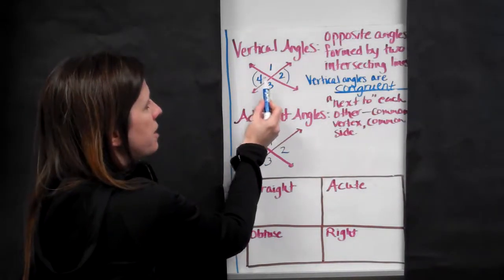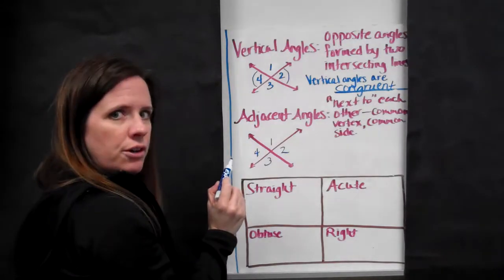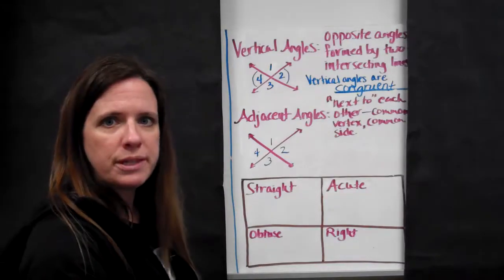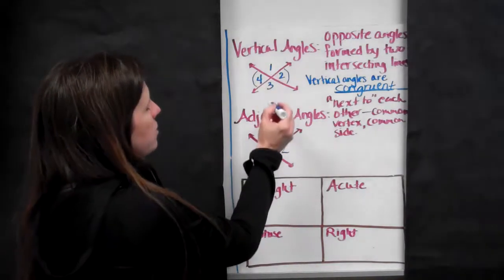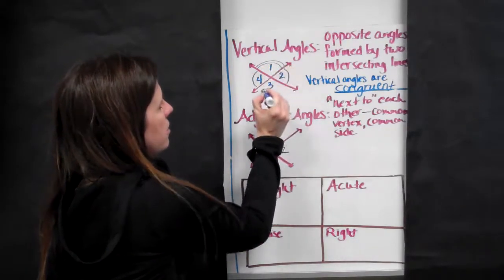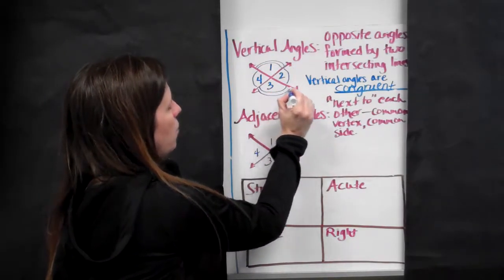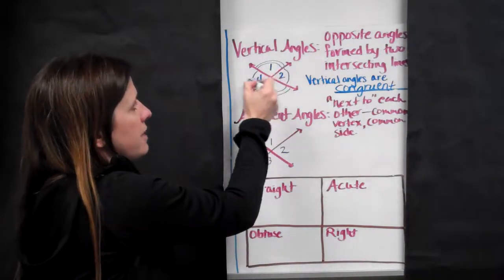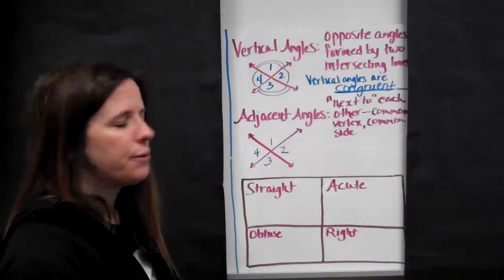So in this picture here, angles 4 and 2 are vertical, and they're congruent, and we'll mark them with the same arc to show that they are the same measure. 1 and 3 are also vertical and congruent. I'm going to use 2 arcs there on 1 and 3 to show they are vertical and congruent. So the opposite ones have the same marking, the same arc.